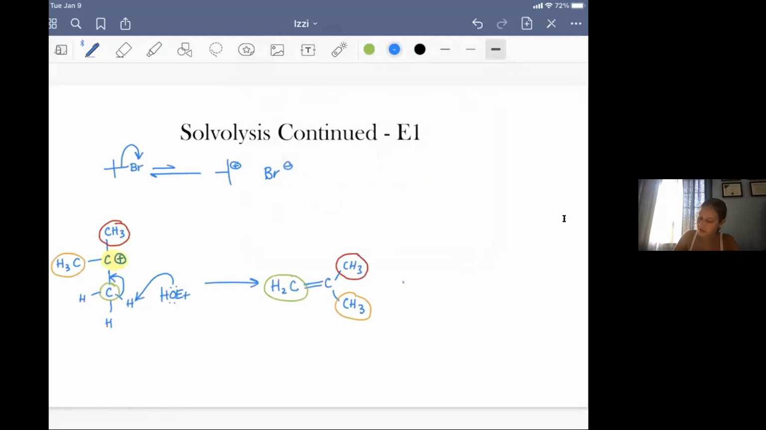And don't forget that what's still left in solution is again protonated, charged ethanol and bromine, because that was our leaving group. Does anyone have any questions on the E1 mechanism?